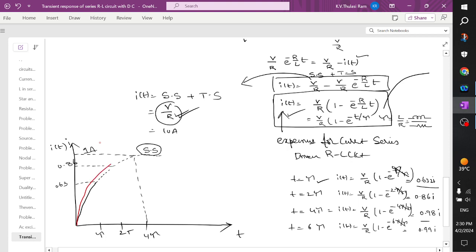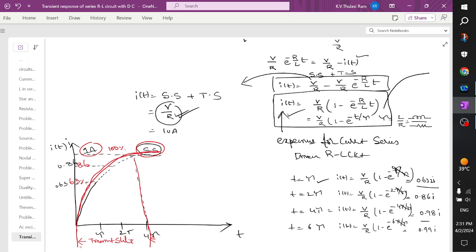So this is the transient response. This 1 ampere is called the steady state current, which we take as 100 percentage. This is 63 percentage. This is 86 percentage. So after 4 times the time constant, the current will be in which state? Steady state. The time taken by this waveform, this period, is called the transient state.